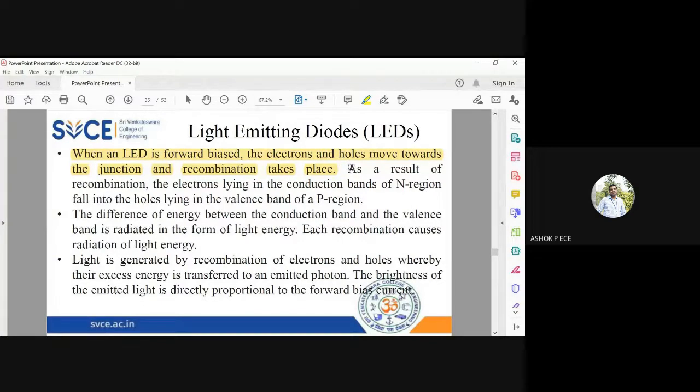Because of recombination, electrons lying in the conduction band of the N region will fall into the holes lying in the valence band of the P region. So the difference in energy will be radiated. Energy can neither be created nor be lost, right? So the difference in energy between the conduction band and valence band, which is called the band gap energy Eg, will be radiated in the form of light energy.